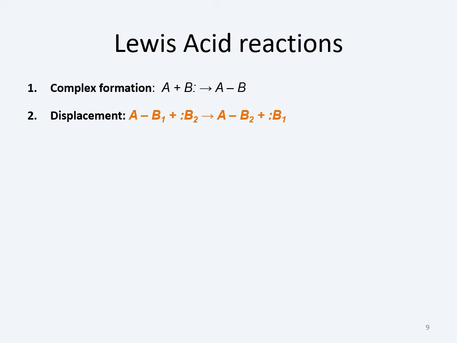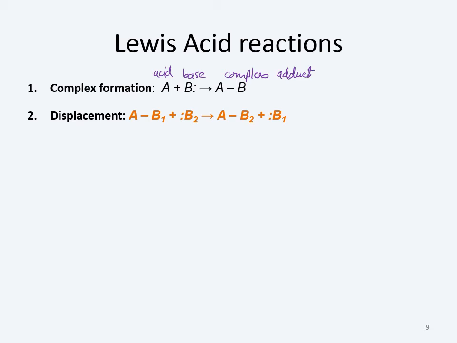Now, we've already seen one type. We've seen the complex formation. So this is where you have an acid plus a base giving us a complex adduct. And we've seen quite a lot of these examples, and that's what we've been doing for the past few slides. Okay, but there are other types of Lewis acid reactions.